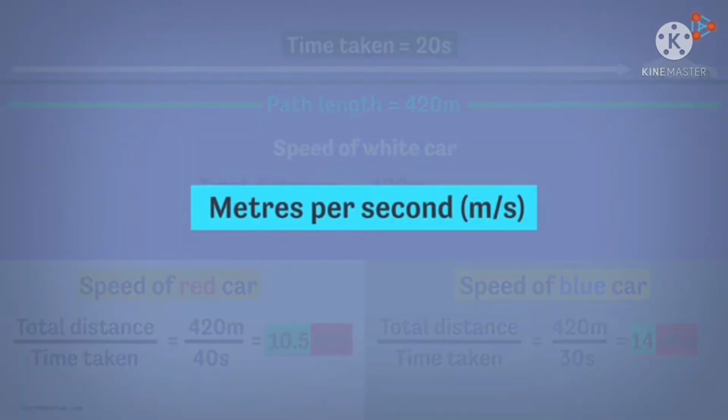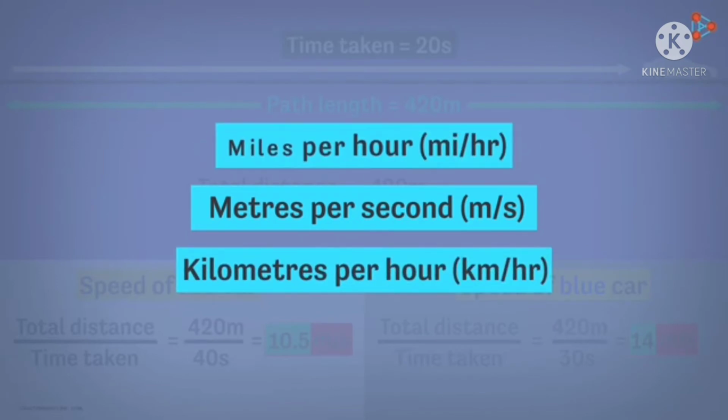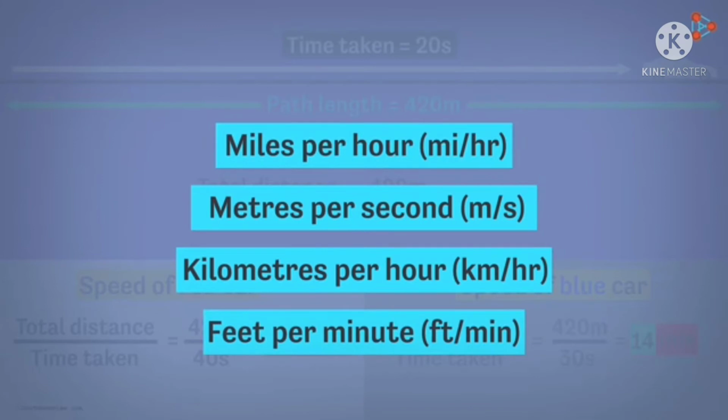Okay, so what are the units of speed? In the standard international system, the unit of speed is meter per second, abbreviated m/s. Okay, so meter per second, or miles per hour, or kilometers per hour, or feet per minute.